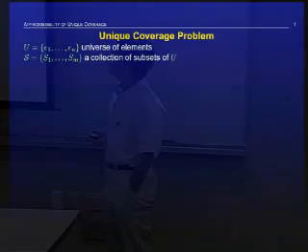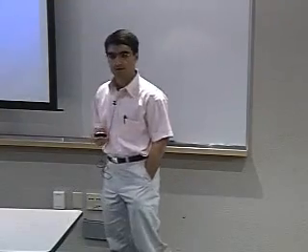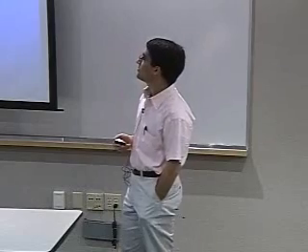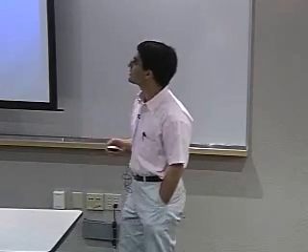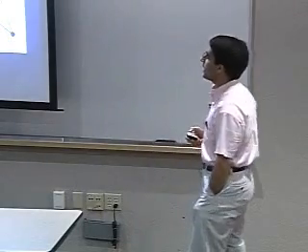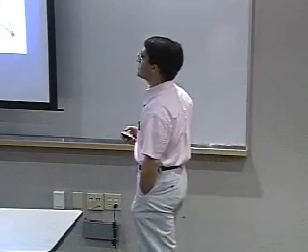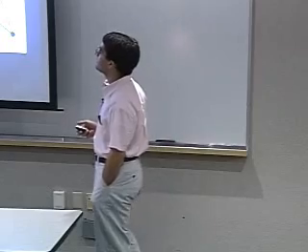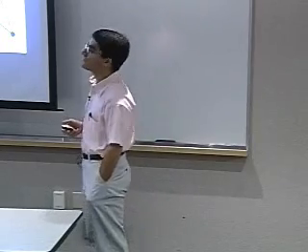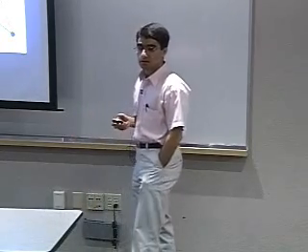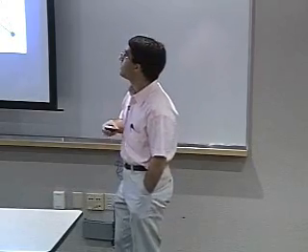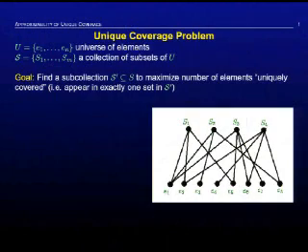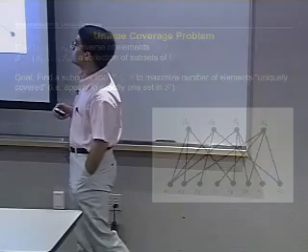So we have a universe of elements E1 up to En, and we are also given a collection of subsets of this universe S1 up to Sn. And our goal is to find a sub-collection of these sets in order to maximize the number of elements that are covered by these sets exactly once. So we don't want to cover all of them. Maybe it's better to not cover some of them. What we want to maximize is those that appear in exactly one set.